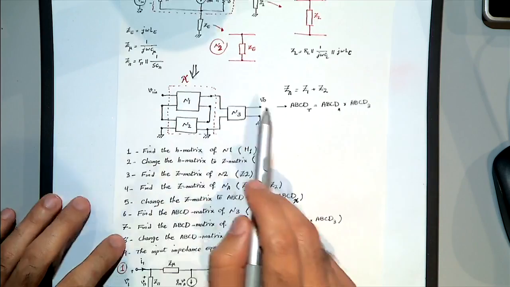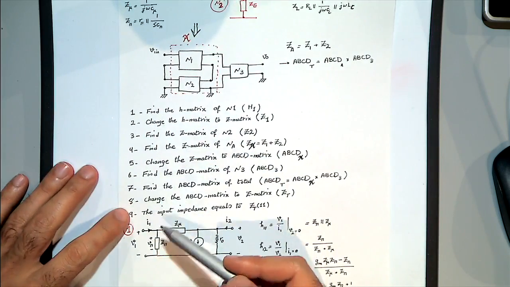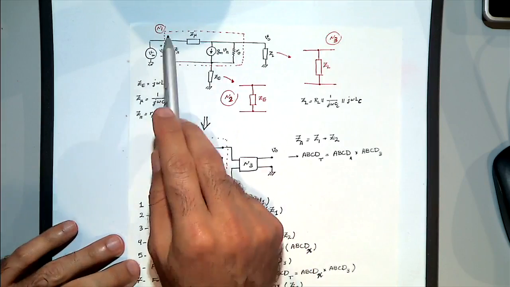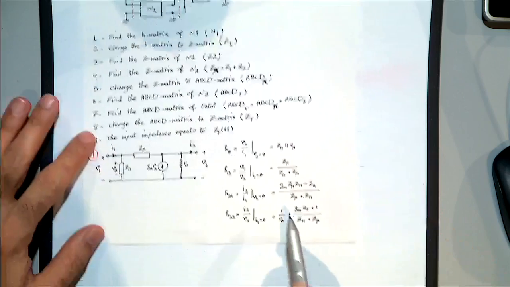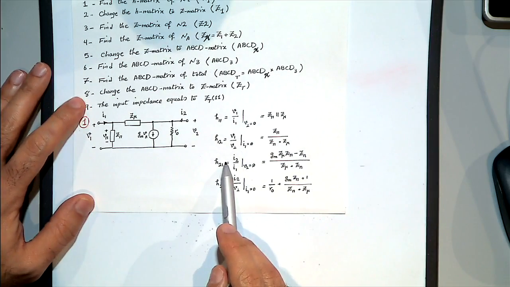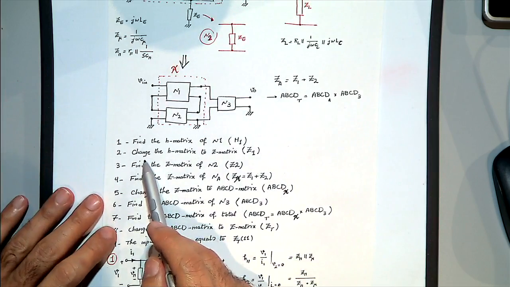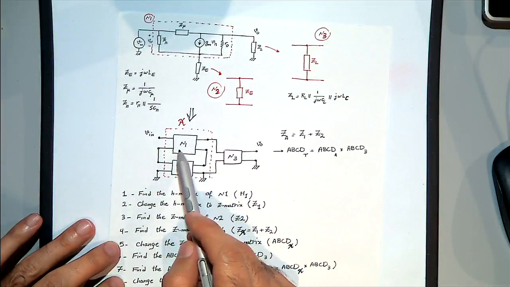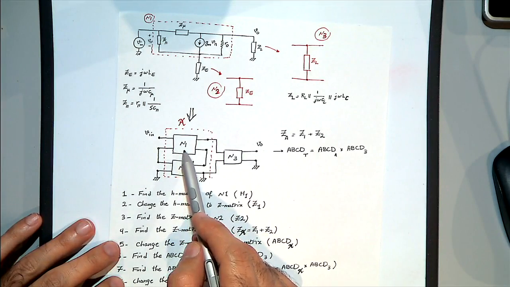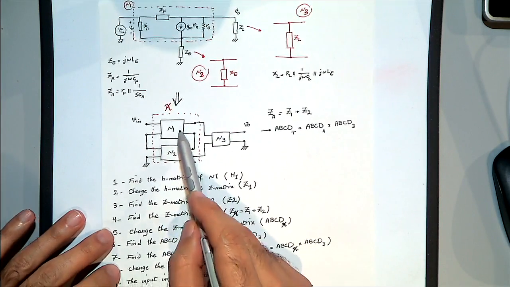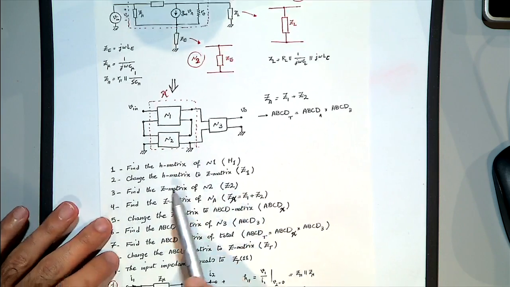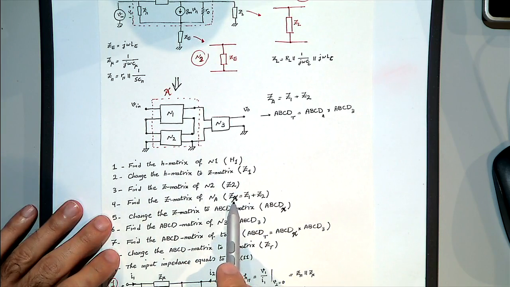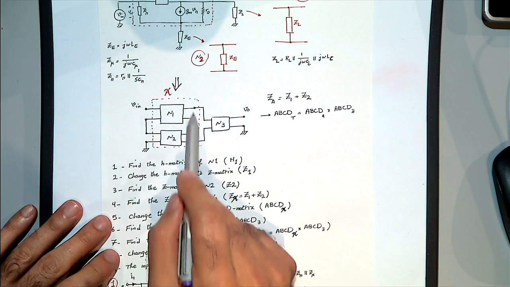So there are a few steps that we have to follow. First, we have to find the H matrix of this one. It is available in your book, and we have it in our lecture notes. So the H matrix of the first one we have to find. And then we need to change the H matrix to the Z matrix for the N1, and then find the Z matrix of the N2, add these two together, then Zx equals Z1 plus Z2.